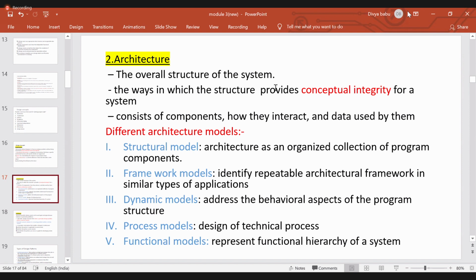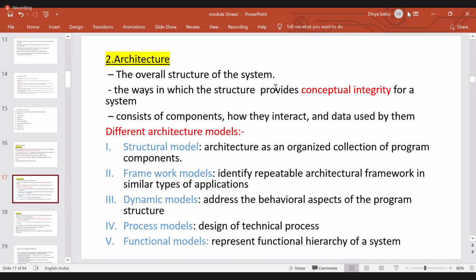Then coming to architecture, architecture means the structure of your construction. Here we are constructing software. So the structure provides a conceptual integrity for a system, meaning how the components are interconnected and how the data is used by those components. You will get that from an architecture. We will discuss the architecture in the next part. The first part we are discussing is design, the second part discusses architecture, and I will explain it in detail.